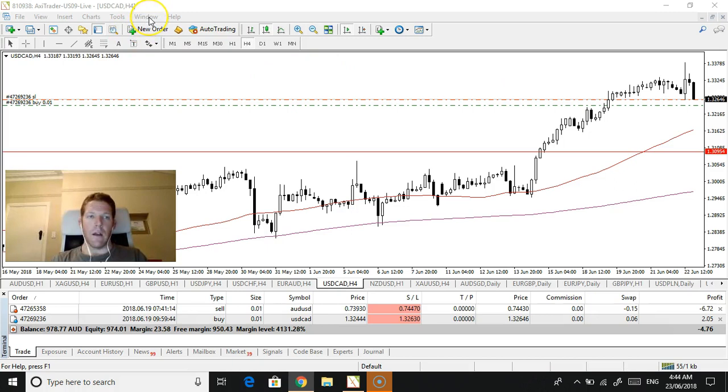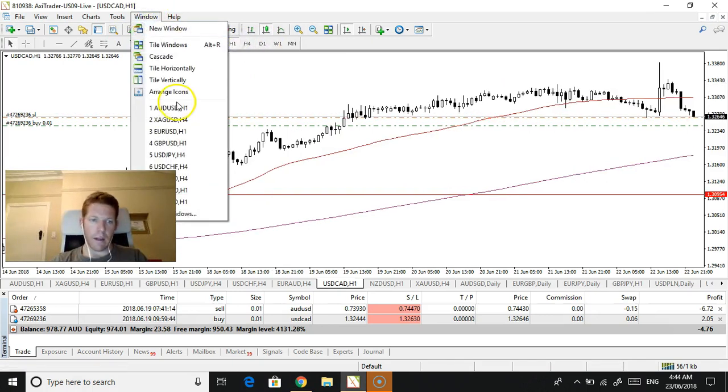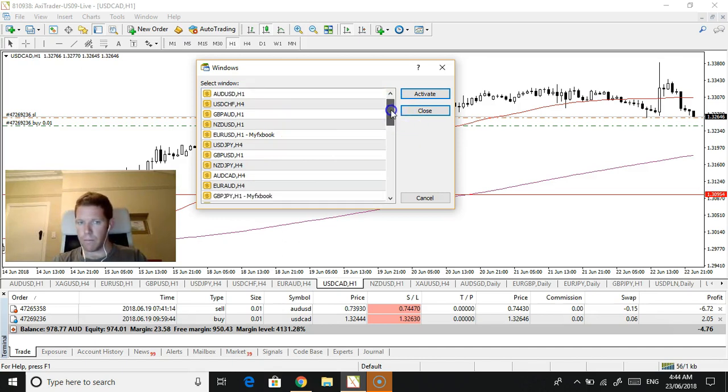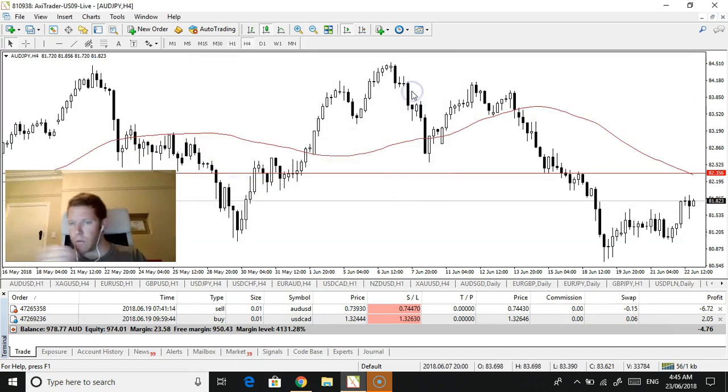So anyway, let us go to the 1 hour time frames. What I want to look at is the Aussie yen. Let me try and find it. There it is. All right, so we'll go down to the 1 hour.